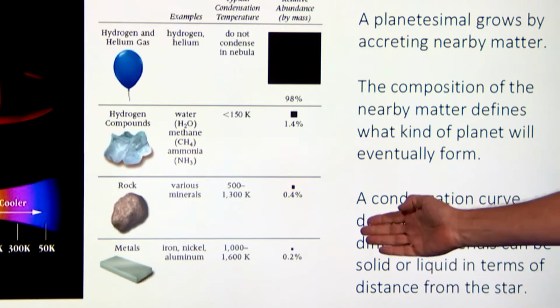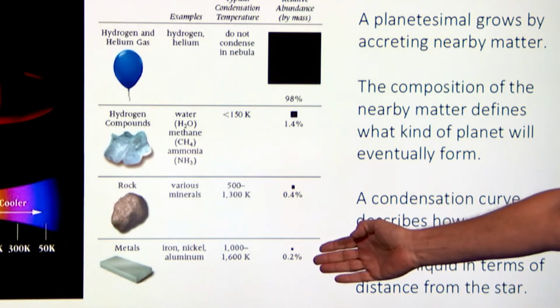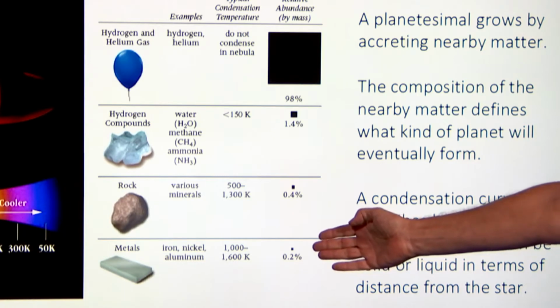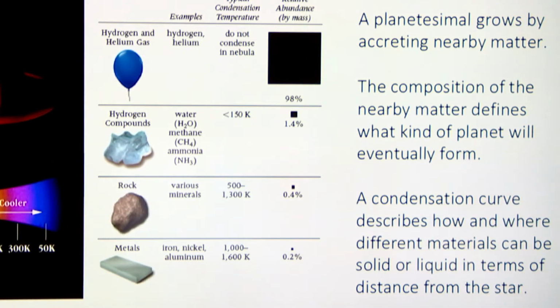And these materials have to persist at certain temperatures. At any temperature below about 1,000 to 1,500 Kelvin, metals can persist in the liquid or solid state. At a temperature below about 1,000 Kelvin, rocks are not vaporized or liquefied and so can exist in solid form. At a temperature of about 150 Kelvin, hydrogen compounds, including not just water but methane and ammonia, can exist either in solid or liquid form, but above that temperature they will be vaporized and probably driven away.